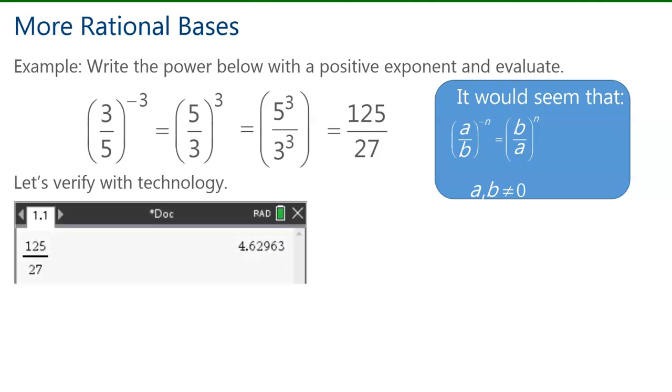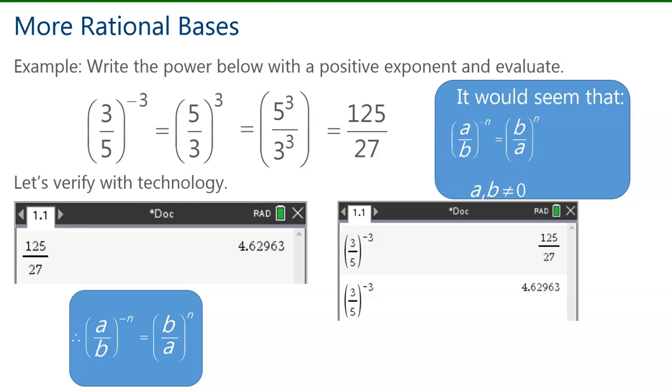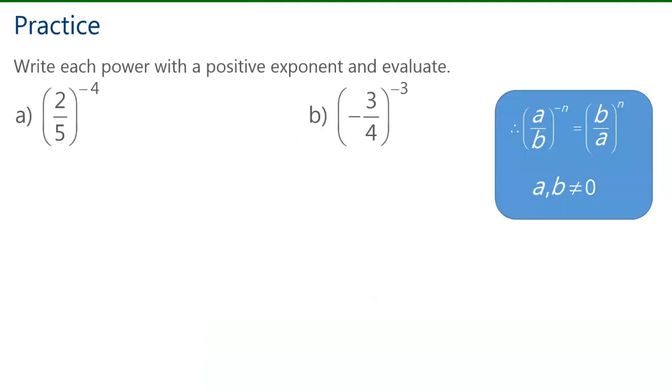125 over 27 on a calculator is 4.62963. 3 over 5 to the -3 is also 4.62963. So a over b to the -n is equal to b over a to the +n. Of course, it's time for practice.